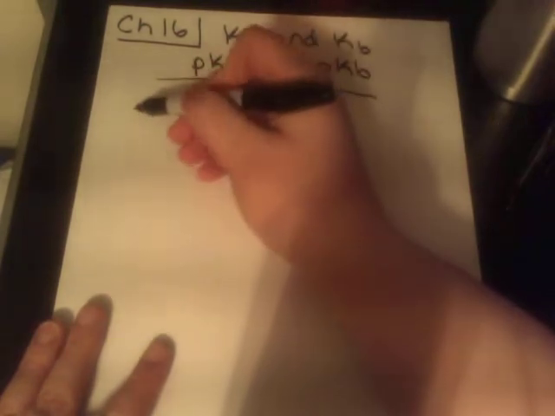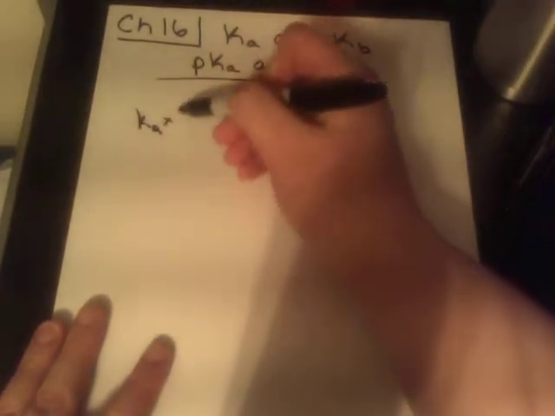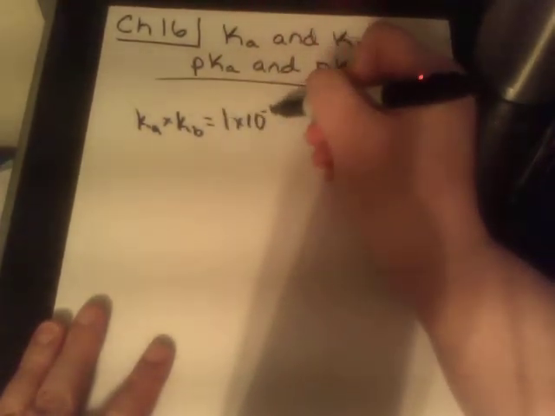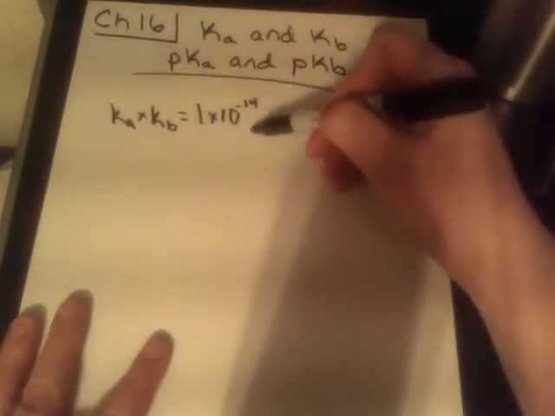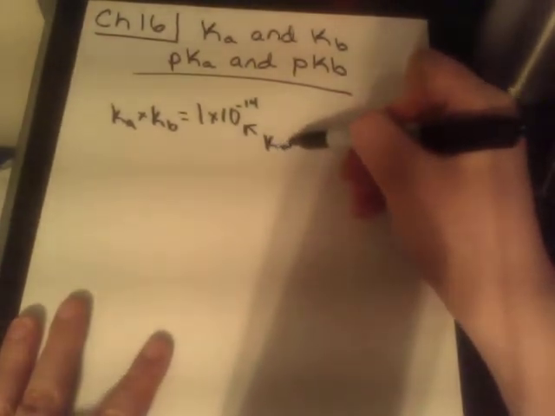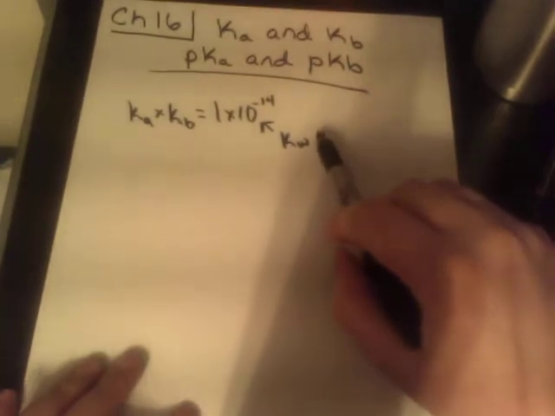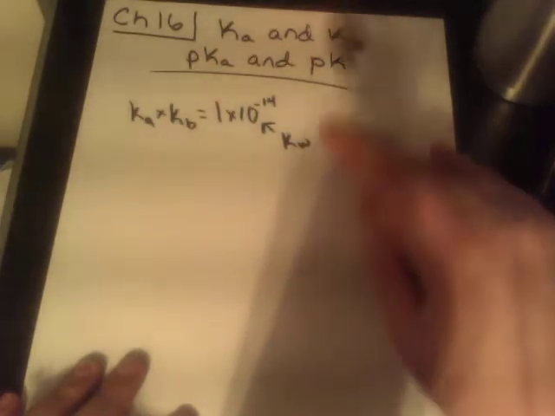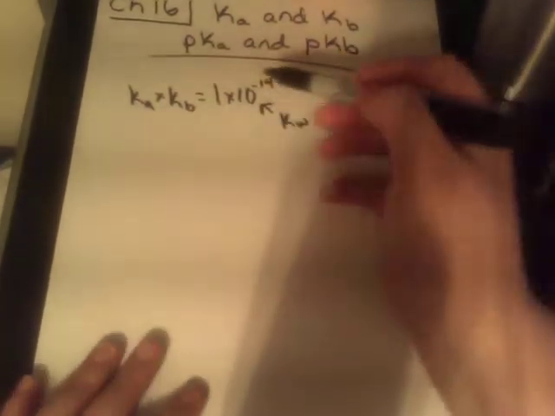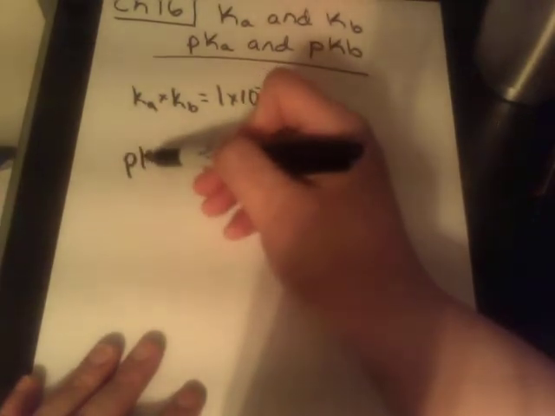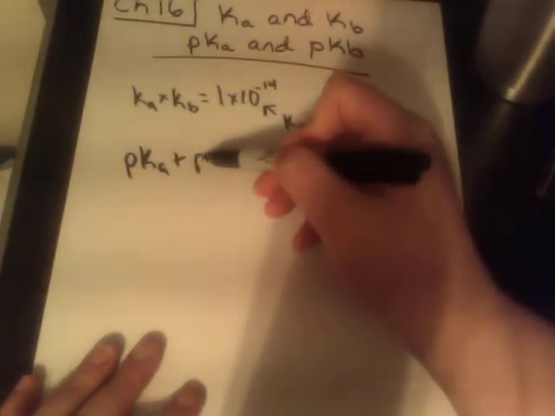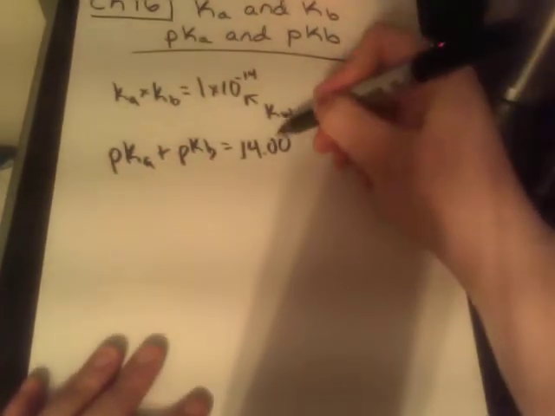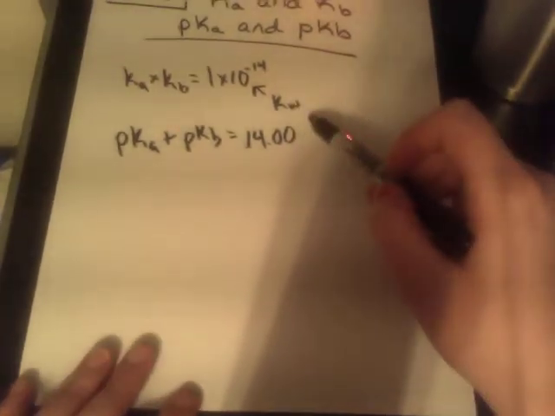We're going to know that K sub A times K sub B should equal 1 times 10 to the negative 14. That's actually K sub W, which is the water dissociation constant. So K sub A times K sub B is the same as K sub W. And then we also have another equation to know, that pK sub A plus pK sub B is equal to 14. So if you're given one, you can find the other.